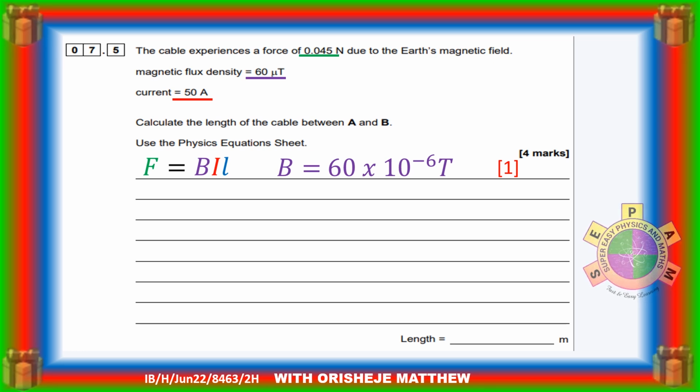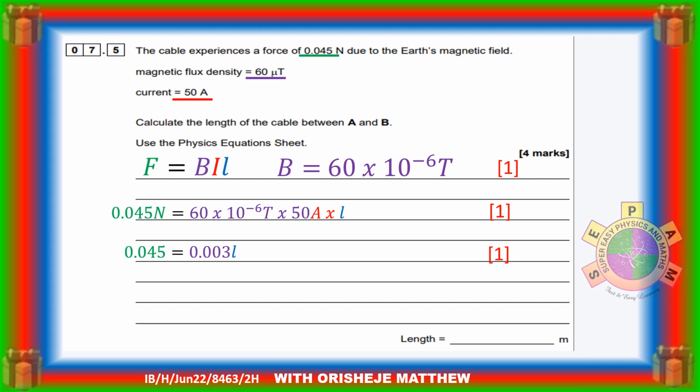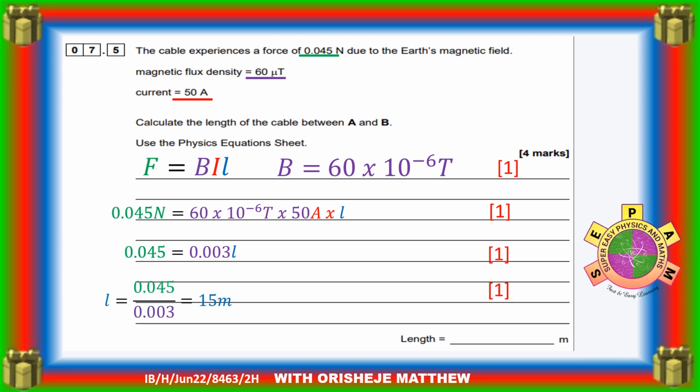Then you make L the subject of the formula. If you multiply the right-hand side out, you have 0.003 L, so you divide to make L the subject of the formula. That gives you the length of 15 meters. So with that, you have the 4 marks awarded for the question.